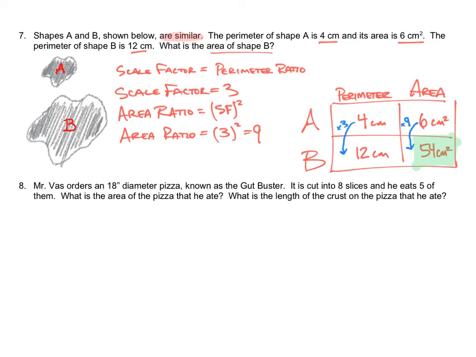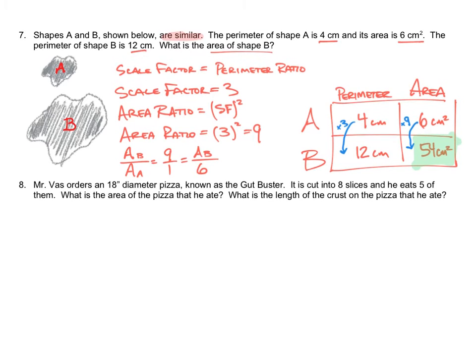Another way that we could have done that is we could have set up a proportion. The area of shape B divided by the area of shape A has to equal 9 over 1. So we could plug in what we know and solve for the area of shape B. Get the same answer. Okay, let's jump now down to question number 8.